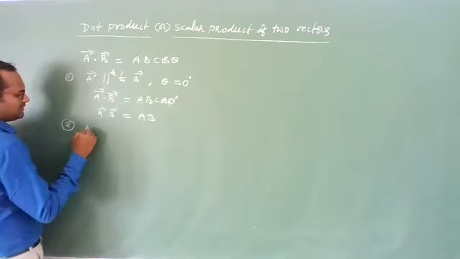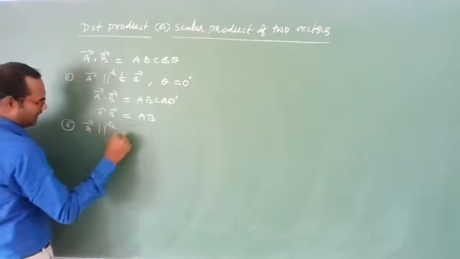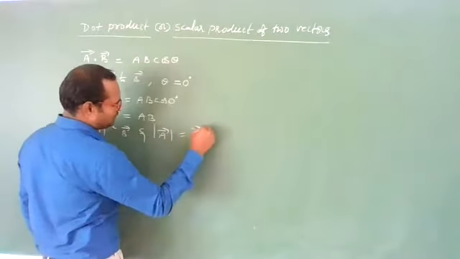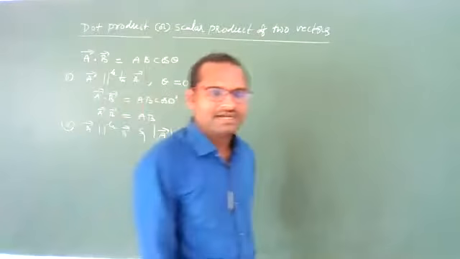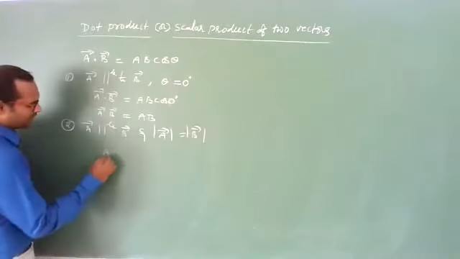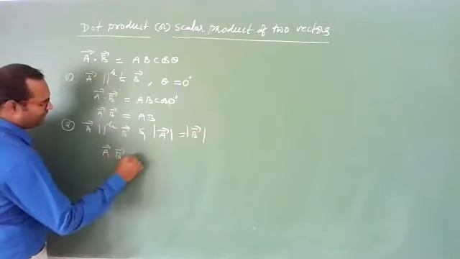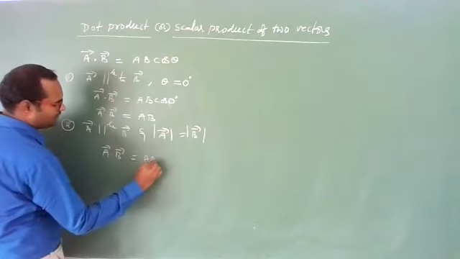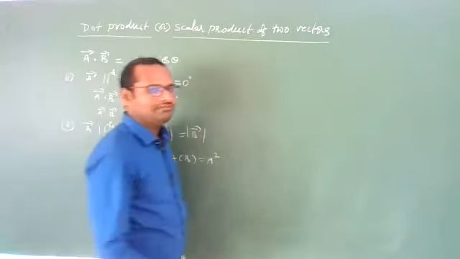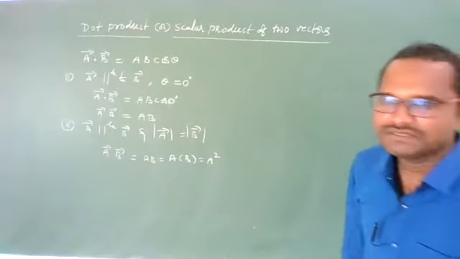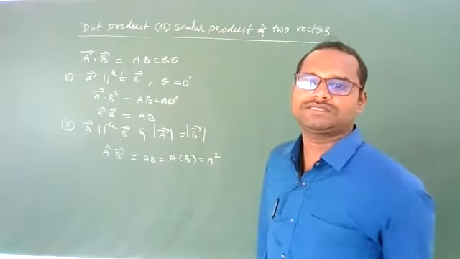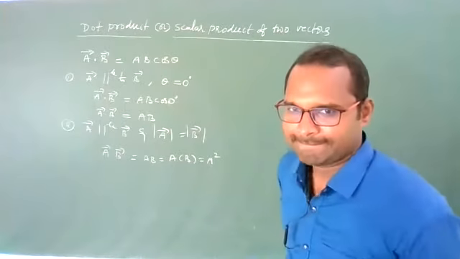Now, students, let us take the second property. Two vectors, A bar is parallel to B bar and the magnitude of A bar is equal to the magnitude of B bar. Two equal vectors which are parallel to each other. Then what will be A bar dot B bar? For parallel vectors you get A into B, and because B is equal to A, it will be A square or B square. This means the dot product between two equal and parallel vectors gives you the square of the vector.